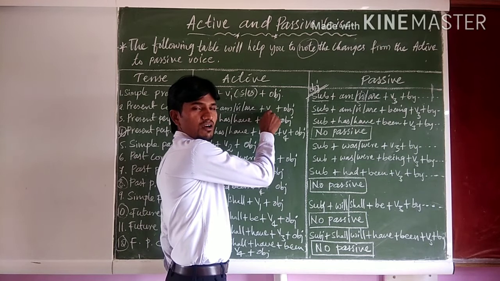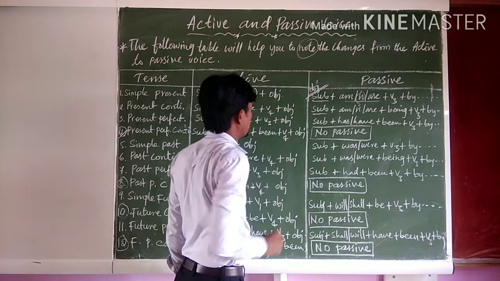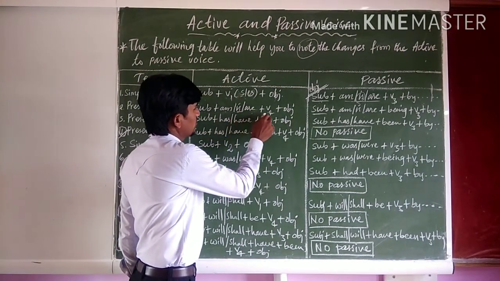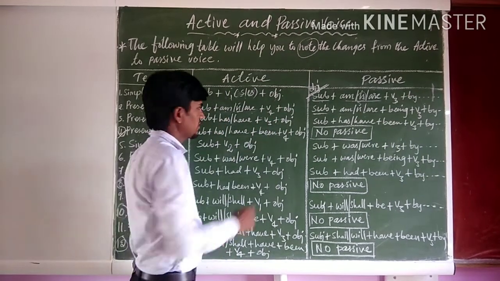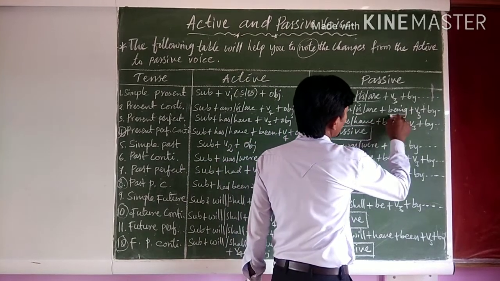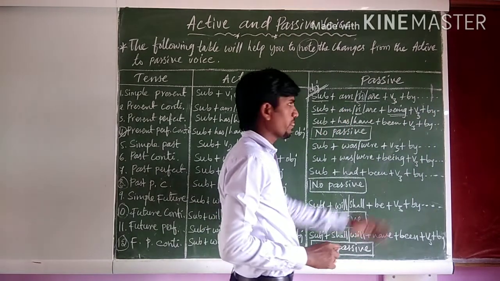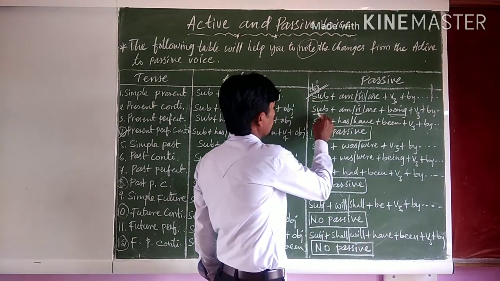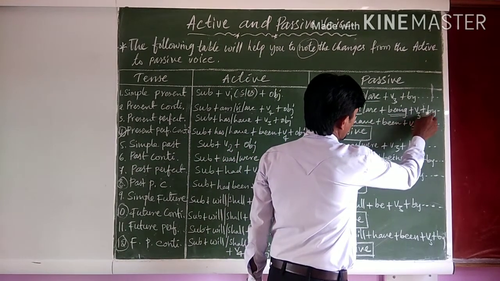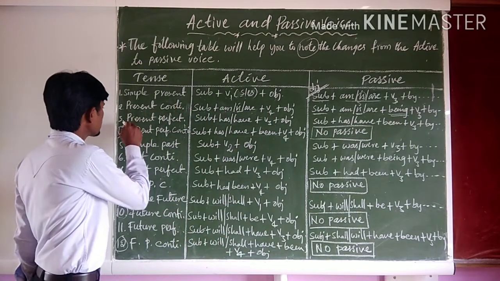Present continuous tense structure is subject plus am, is or are plus V4 plus object. V4 means the root verb V1 plus ing. He is writing a letter. A letter is being written by him. Therefore, the passive structure is subject plus am, is, are plus being plus V3 plus by phrase. So keep in your mind this structure, my dear students.